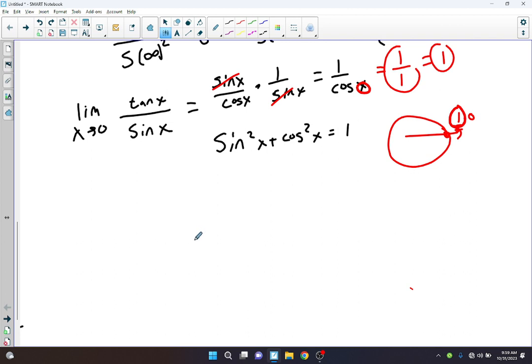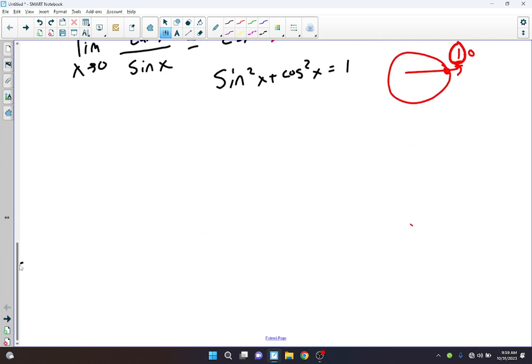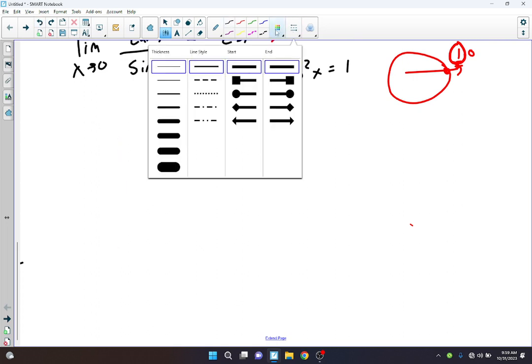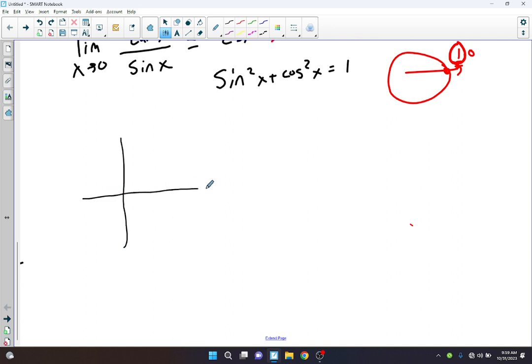Okay, let's see. You'll get some graphs where you have to talk about discontinuity and stuff like that, and limits. So let me just draw something real quick. So let's say you have something like this. Let's put an open circle here.